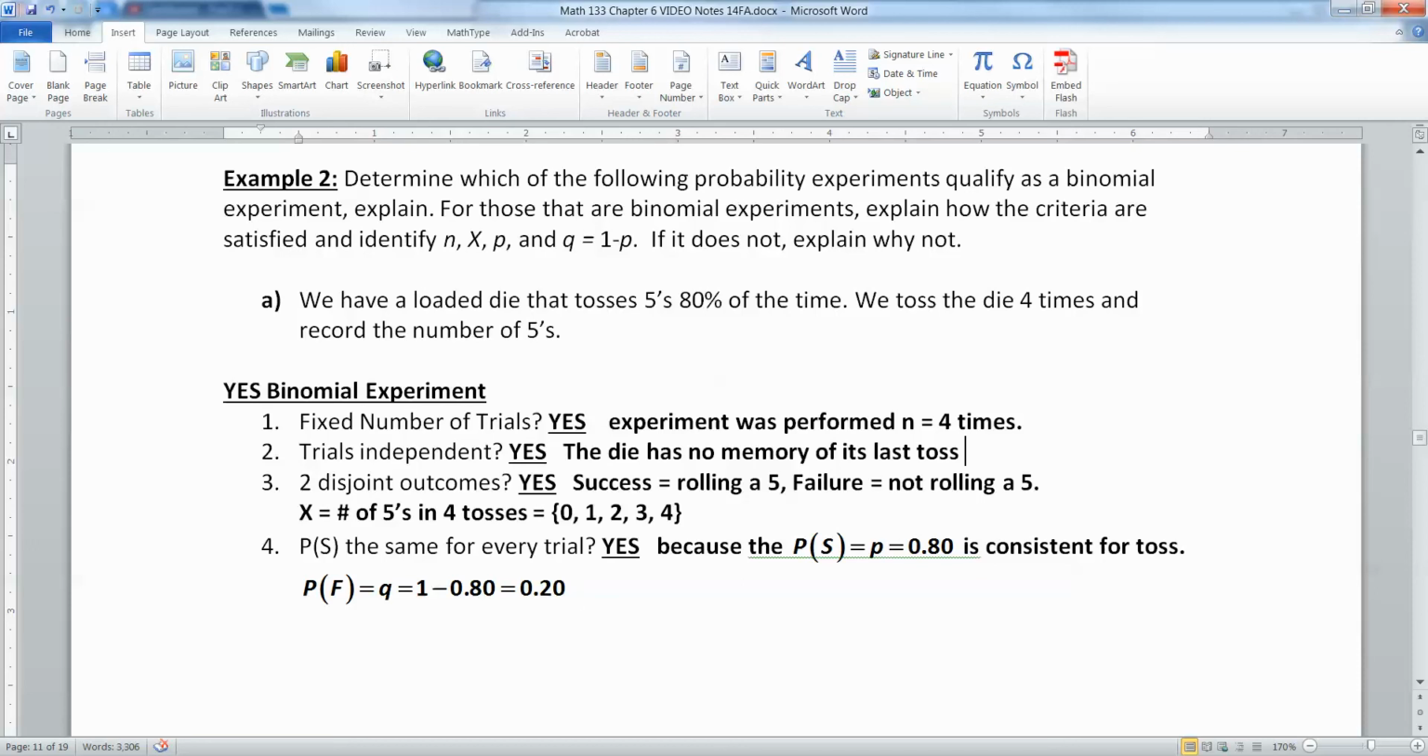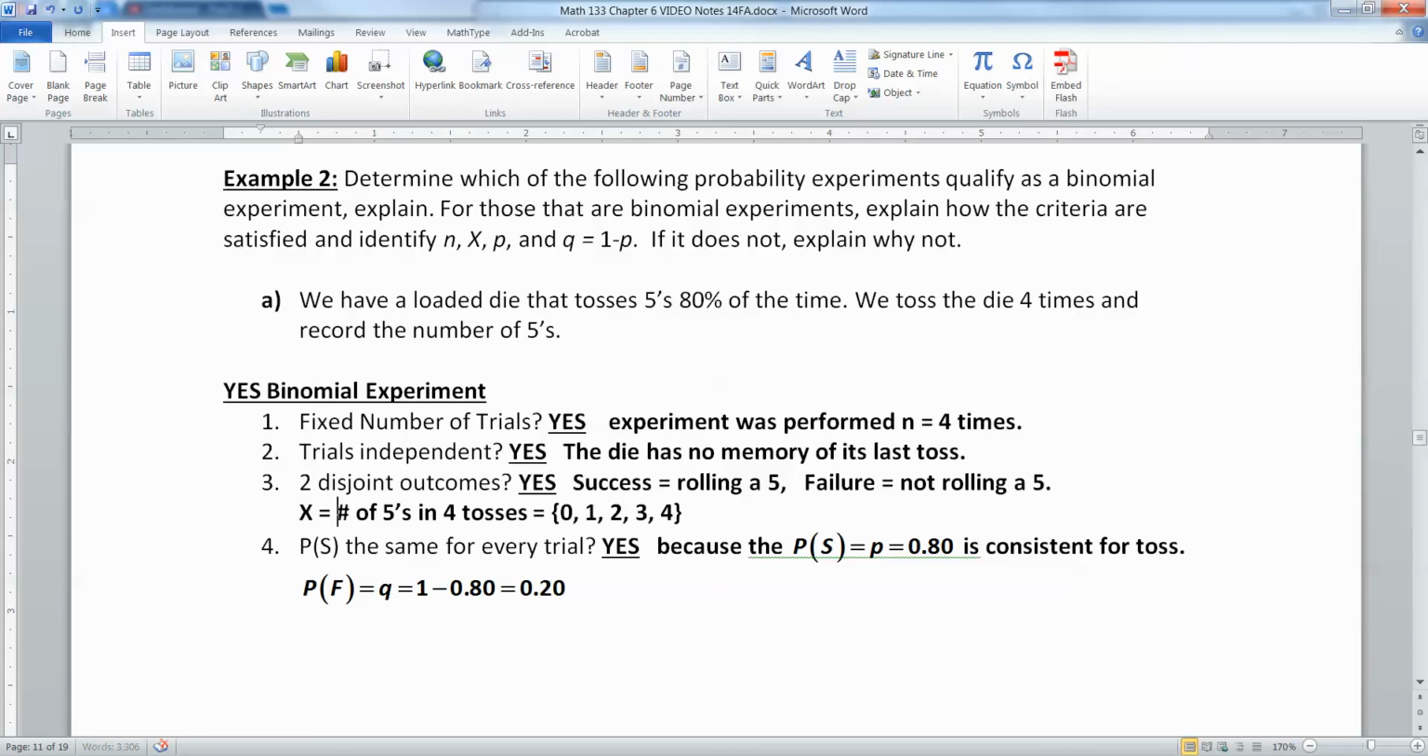I've played games with people that are convinced that their die is jinxing them and they'd switch to another die, and I always say that die doesn't remember what you rolled. It's independent. Are there 2 disjoint outcomes? Yes. You either roll a 5 or do not roll a 5. Notice rolling a 5 isn't necessarily a good thing, but success doesn't mean that. Success means what you were looking for, which is 5s.